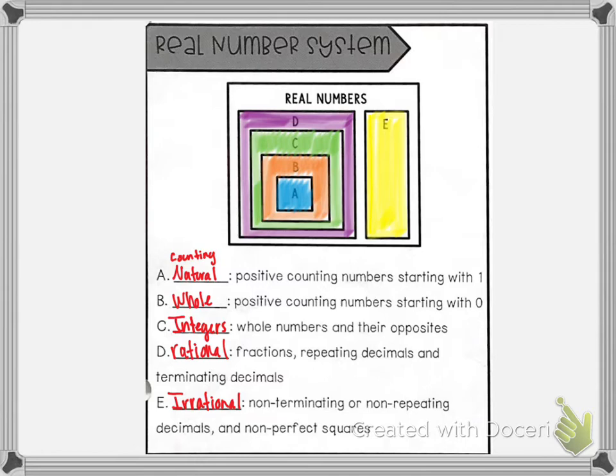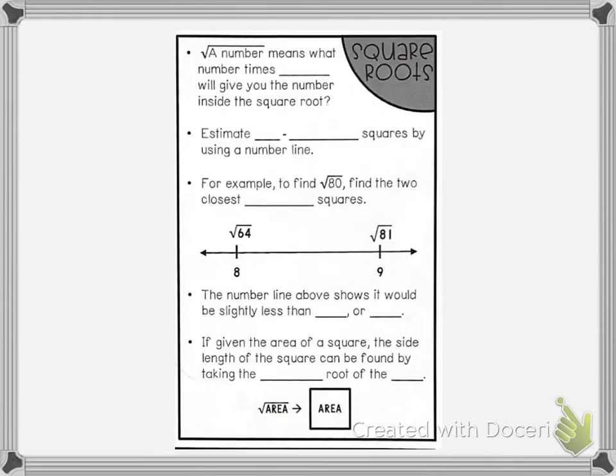Altogether, something that you know for sure is that all of them are real numbers because they are all in this space right here inside real numbers. Later on in high school, you'll learn about imaginary numbers, and it'll actually be its own little box for imaginary. But for right now, we're just looking at real numbers. Let's go ahead and go to square root.